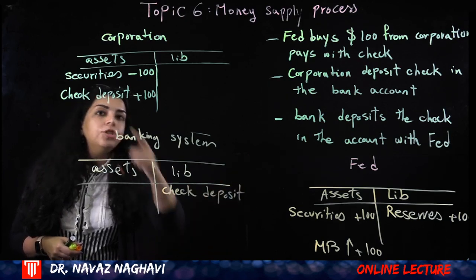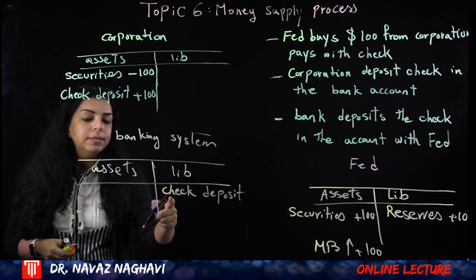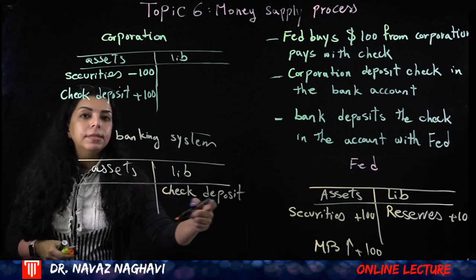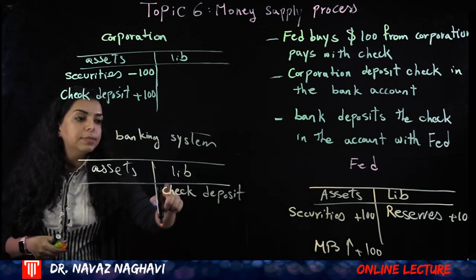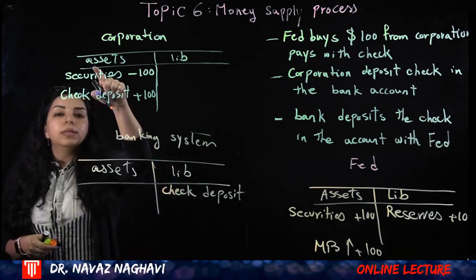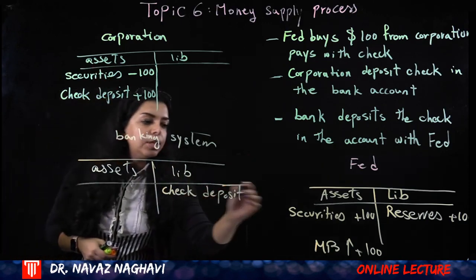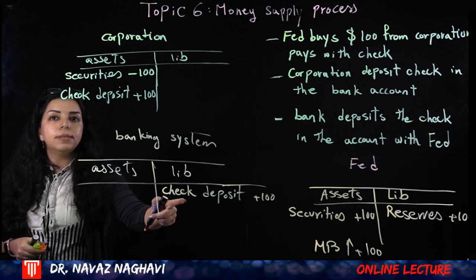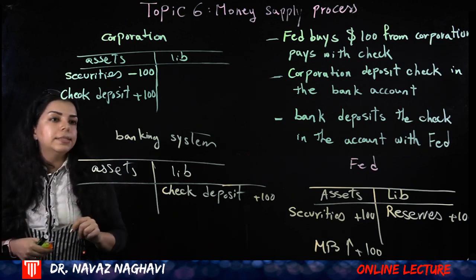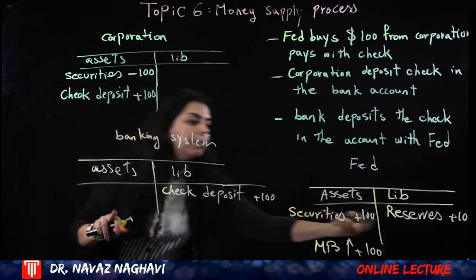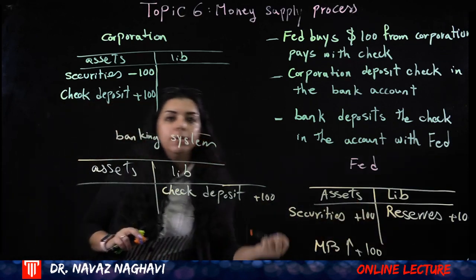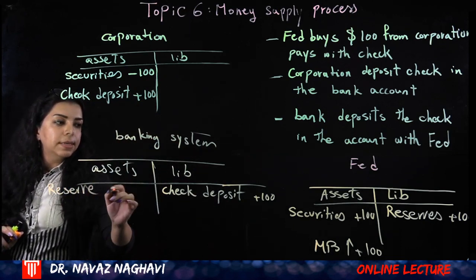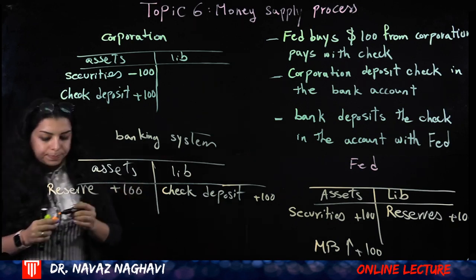Why? Because each time the corporation has deposited a check into the account, each time they need money, they can request the money from the deposit that they have put in the bank. So that's why it is a liability of the banking system, but it is an asset for the corporation. So the check deposit has increased by 100 units. In return, what has increased as the asset of the banking system is the reserve. Do you remember that whatever is the reserve as a liability of the central bank is the asset for the banking system? So here, the reserve has increased by 100 units.